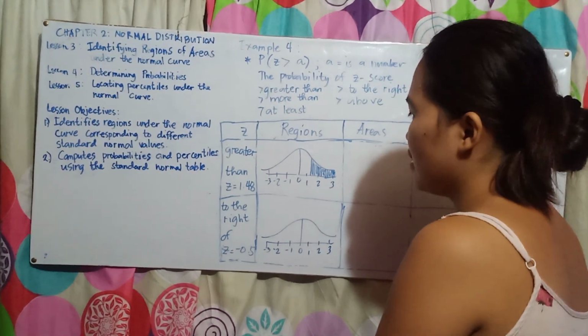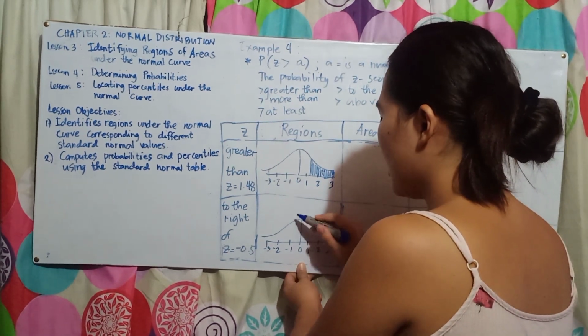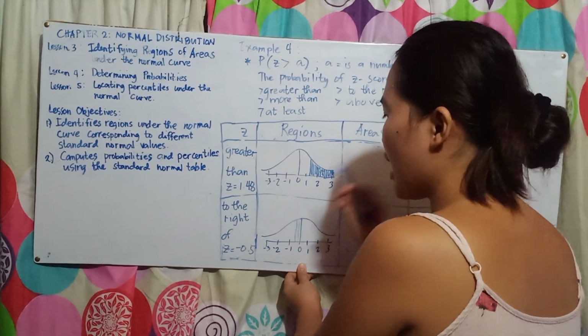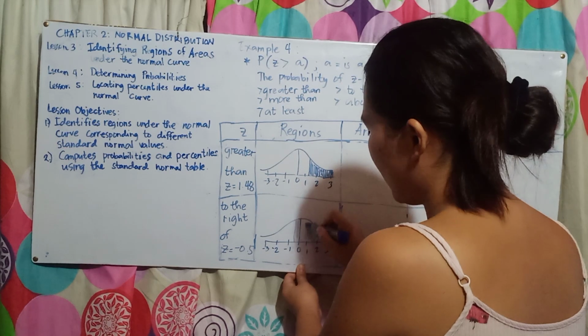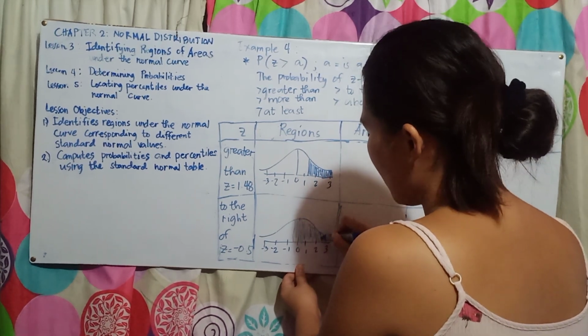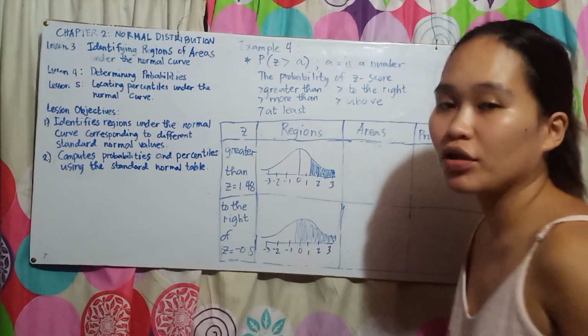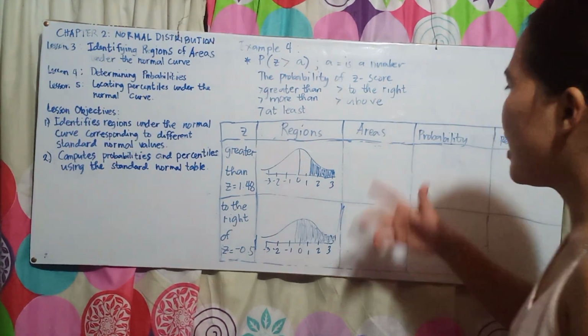Okay, next is, to the right of z equals negative 0.5. So, since to the right, siyempre, padulong sa right ang shaded portion. So, ang ato ang i-compute kanang naka-shaded portion. Kana. Okay, next is area.